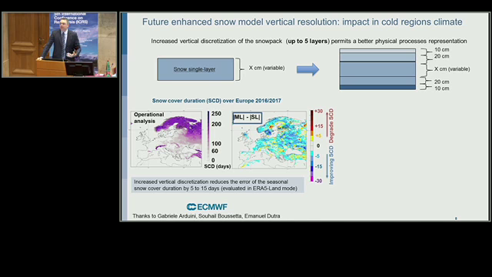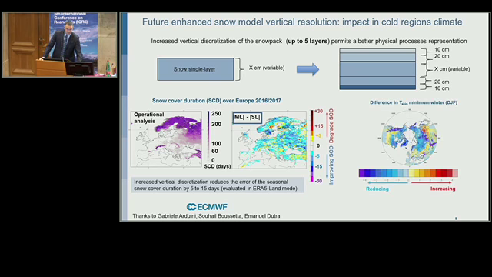So we use this configuration really for model development, and that's really how tremendously important our reanalysis is to our internal research. And another impact of multi-layer snow scheme is the capacity to have a colder temperature in cold climate, which is one of the known limitations of NWP at the moment.